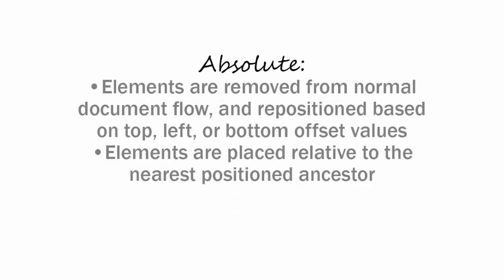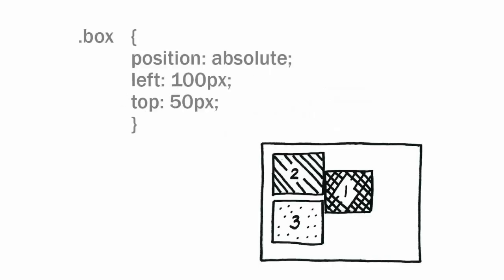When choosing absolute positioning, elements are removed from the normal document flow and repositioned based on top, left, or bottom offset values. They are placed relative to the nearest positioned ancestor or parent. When we look at the example, you'll see a class named box has been specified. An absolute position on the screen or viewport has been allocated to it. As in the illustration, you can see box 1 has been removed from the normal document flow and box 2 took the place where box 1 used to be.